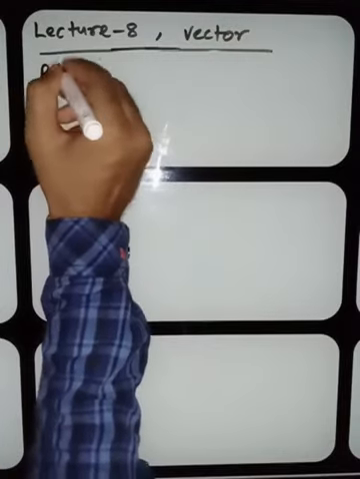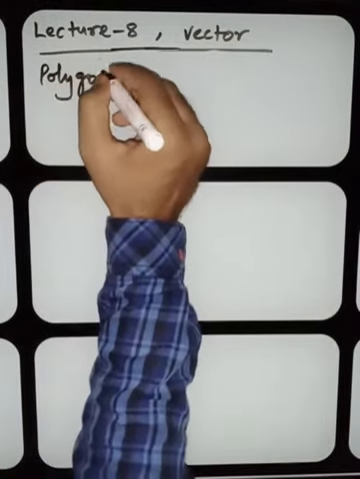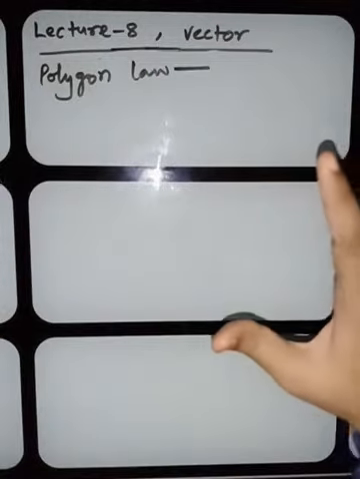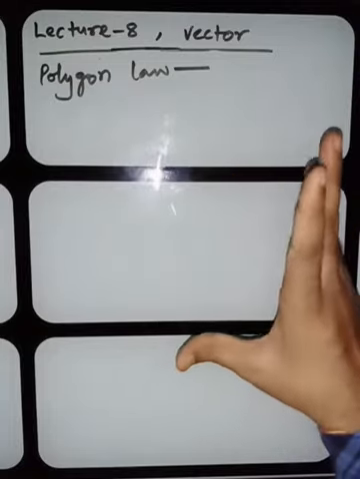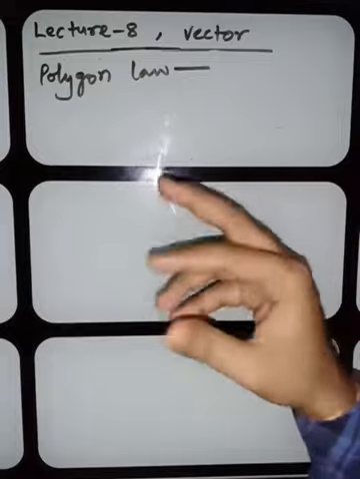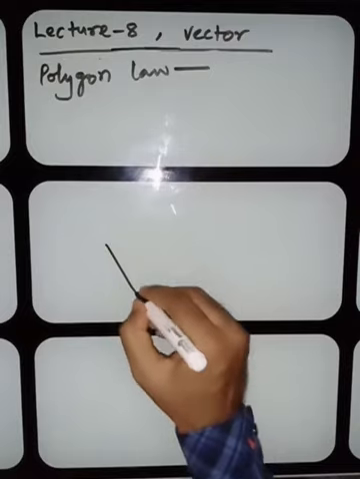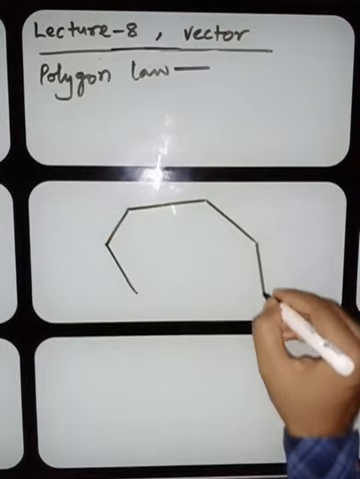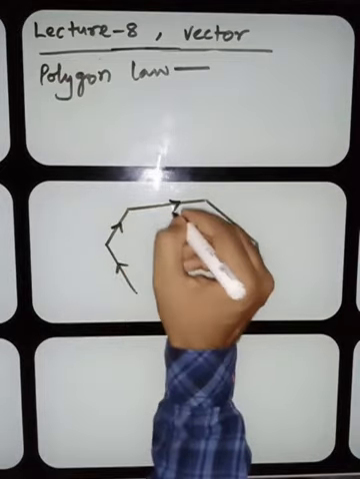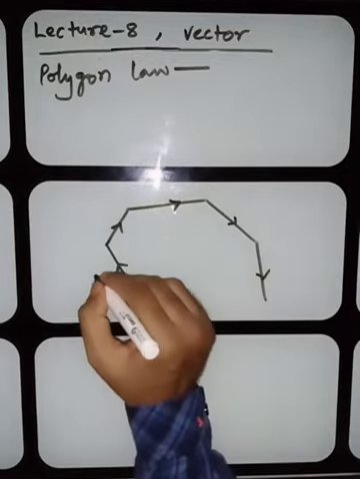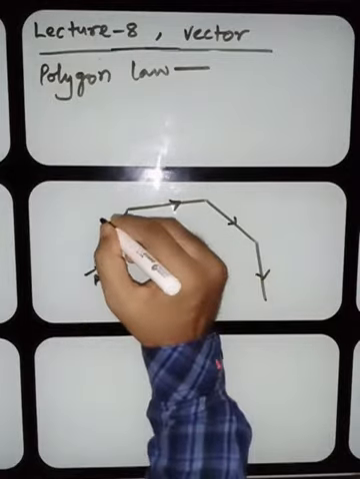Here we go with the polygon law. Now, the statement of the polygon law: if many vectors are represented by the different sides of a polygon in the same flow, then the closing side of the polygon will represent the resultant, but in the opposite flow. Remember, like this one, I'm making the polygon. All the vectors should be in the same flow. You have to place the vectors so that they are in the same flow. Here I have directly made the diagram.